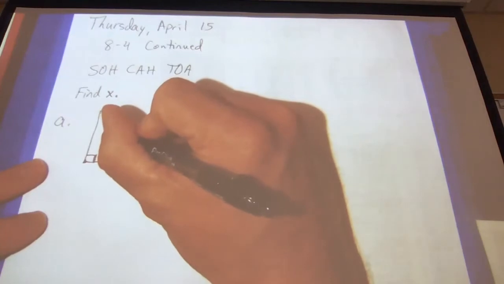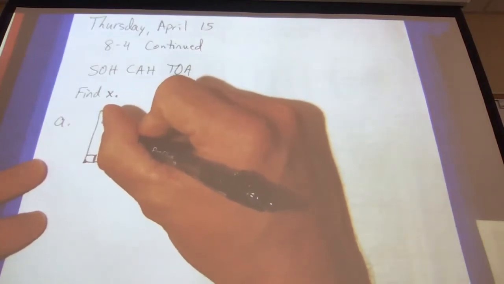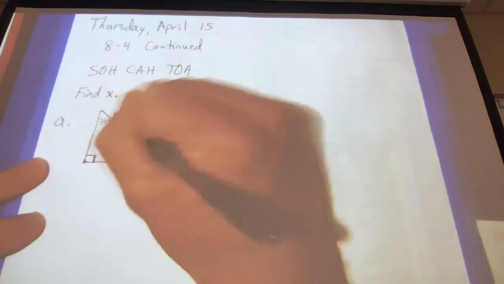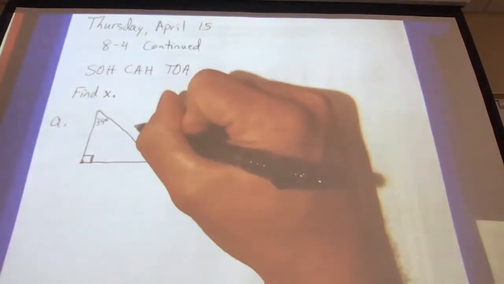Let's just make this one up. Let's put an angle up here. What angle do you want this to be? Somebody throw out a number. 34. All right, what about this side? 4. And we're going to put x over here.